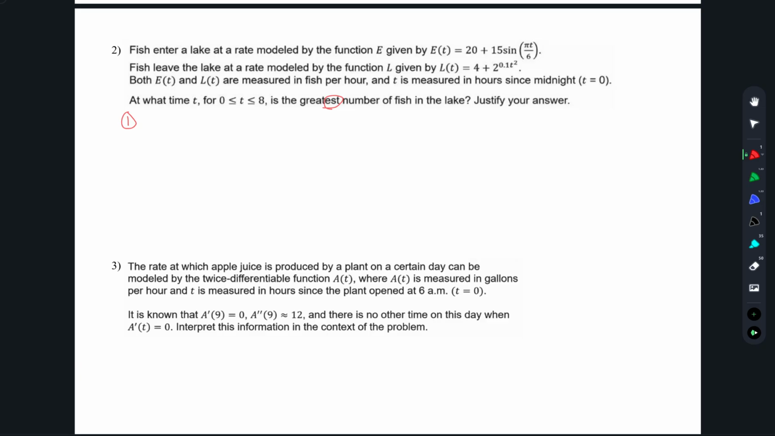Okay. So we're not asking for a rate. We're asking for the greatest number of fish. What do you want to use for the equation? F for fish, hey? We'll use F for fish. I'm going to use time because T is what they said. Total number of fish.